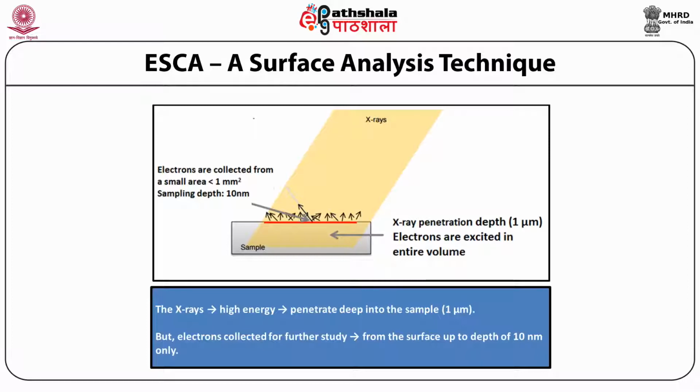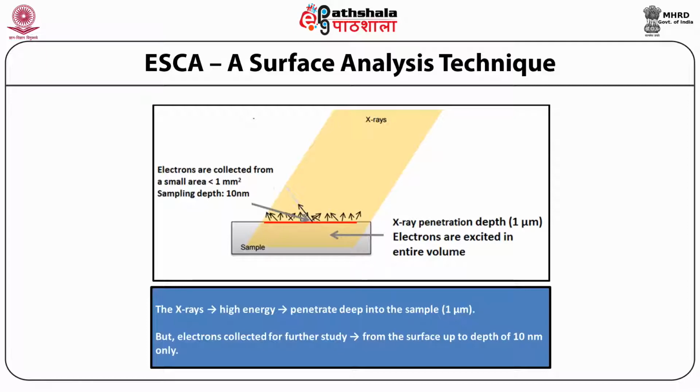So the photons from the X-ray come and hit this area. X-ray penetration depth is about 1 micrometer. Electrons are excited in the entire volume. Once the X-rays come and hit the surface, the electrons will be excited in the entire volume. This is what has been indicated in the diagram. And then various atoms would be ionized and the electron will be ejected out.